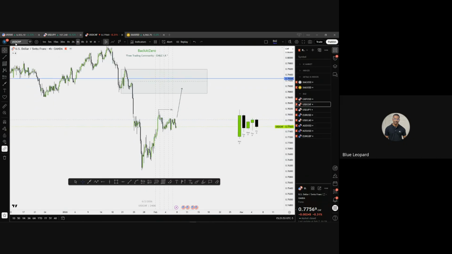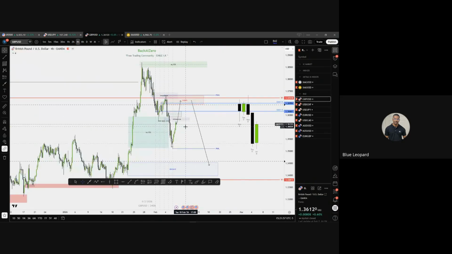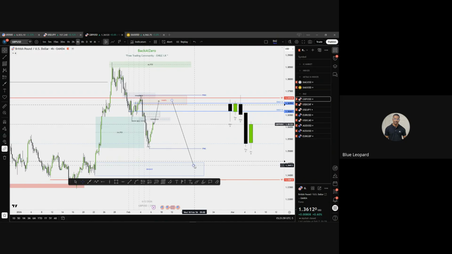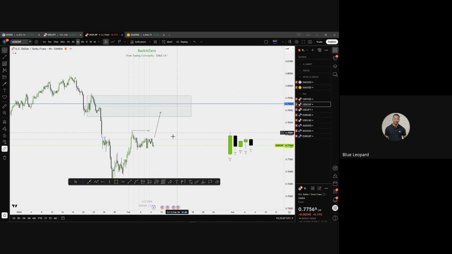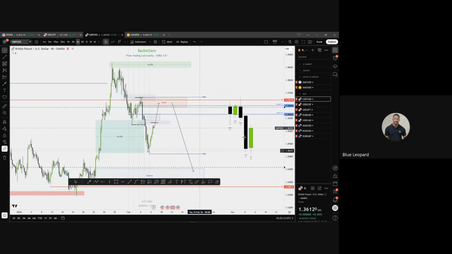And is USD CHF opposed to GBP USD? We know GBP will go lower, okay? But let's observe the two, because these two are most of the time opposed. And when price goes up here on GBP USD, it will drop.